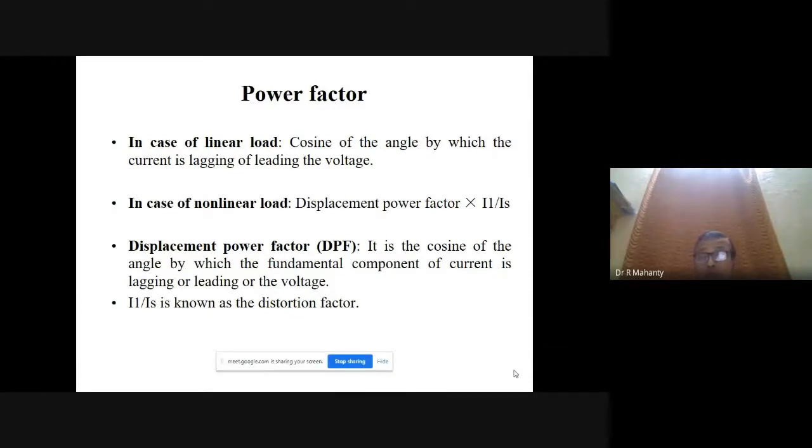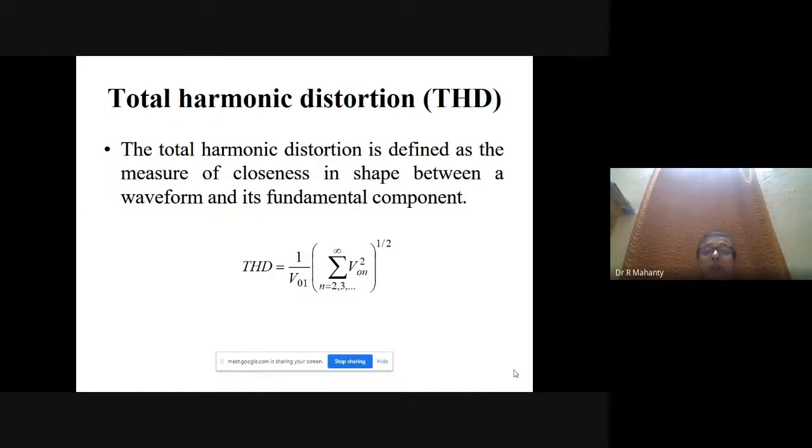Therefore, we have to extract the fundamental component out of the square wave, and the cosine of the angle by which the fundamental component of current is lagging the voltage is known as the displacement power factor. The displacement power factor multiplied by the fundamental component of current divided by total current is the definition of the power factor in the case of a nonlinear load, where I1 by IS, the ratio of the fundamental component to the total current, is known as the distortion factor.